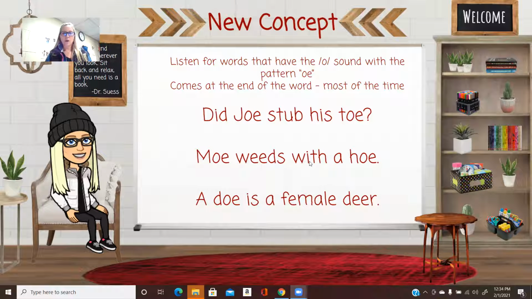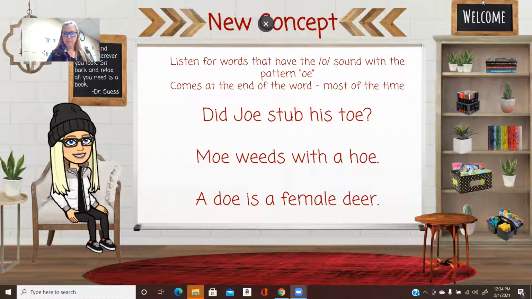Mow weeds with a hoe. Joe and Mo are both used as names in both of these sentences. So here we go. You've written down mow and you've written down hoe. All right, let's look at our last sentence. A doe is a female deer. So our only one word in this sentence was doe. Okay, now remember this was our vowel team of O-E.